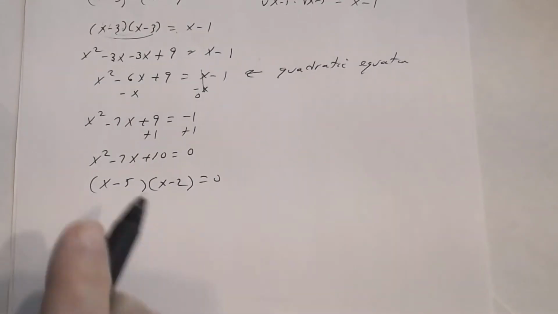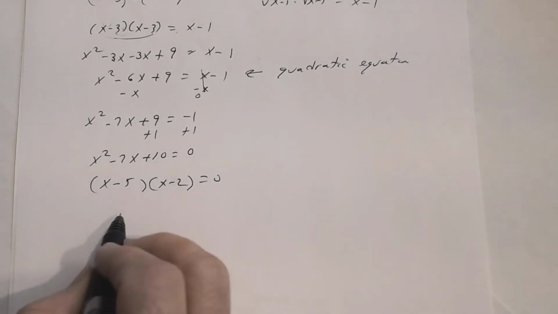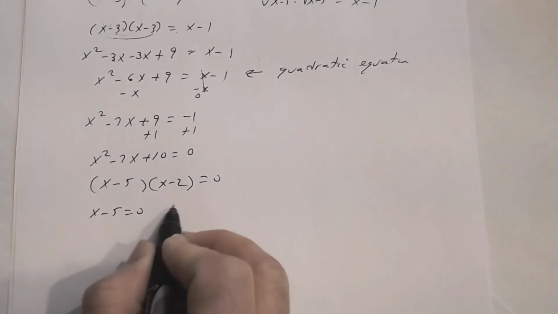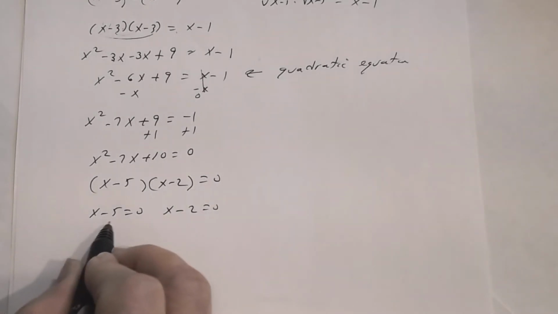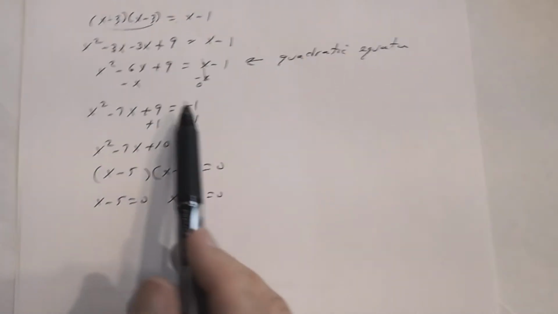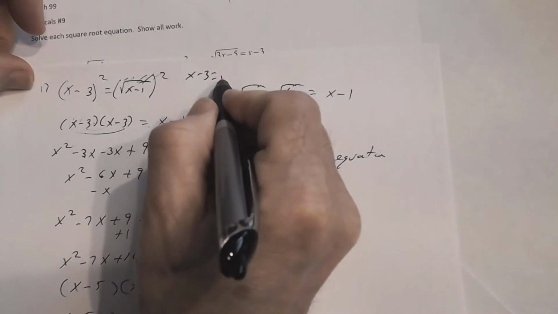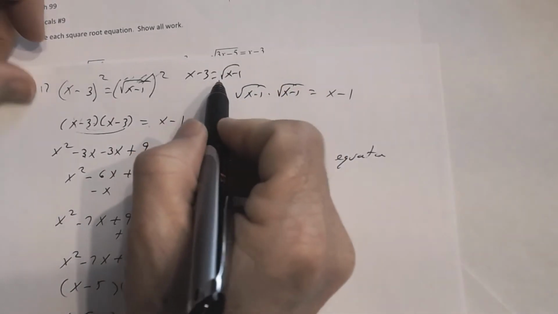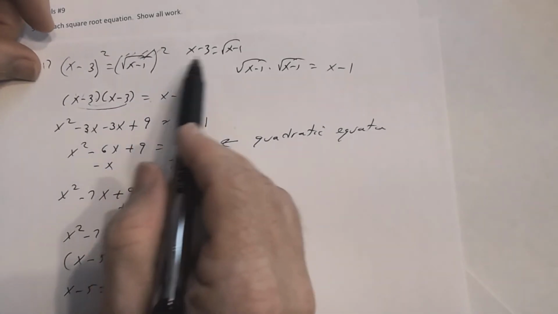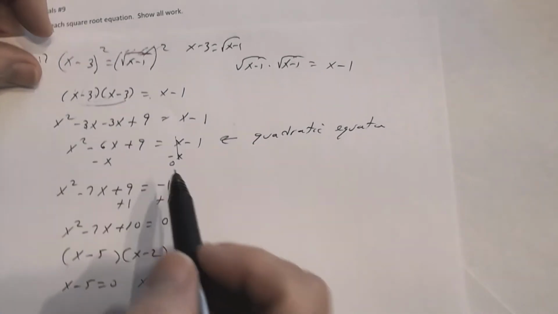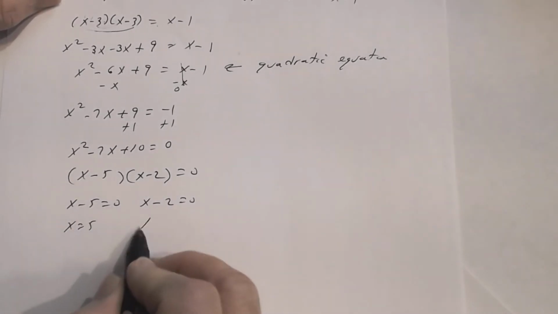All right, and then if I set each factor equal to 0 using the zero factor property, I get x minus 5 equals 0 and x minus 2 equals 0. Notice I went from a quadratic equation, remember the equation we had earlier, x minus 3 equals the square root of x minus 1, to a square root equation, to a quadratic equation, to two linear equations. So I get x to be 5 and x to be 2.